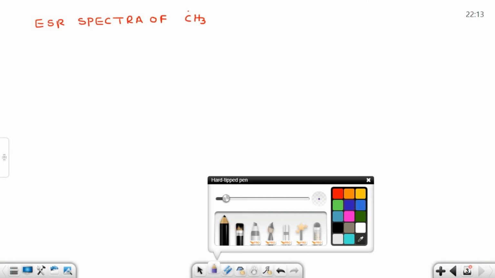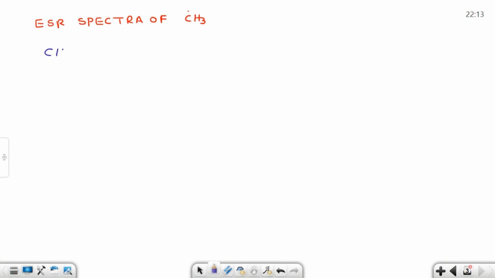So now here the radical is CH3. The CH3 is going to have magnetically active nuclei. The magnetically active nuclei is hydrogen. We are not considering carbon. The number of protons in the methyl radical is n equal to 3.